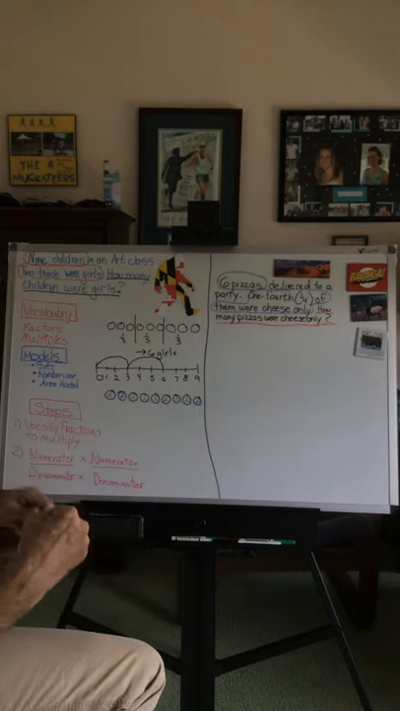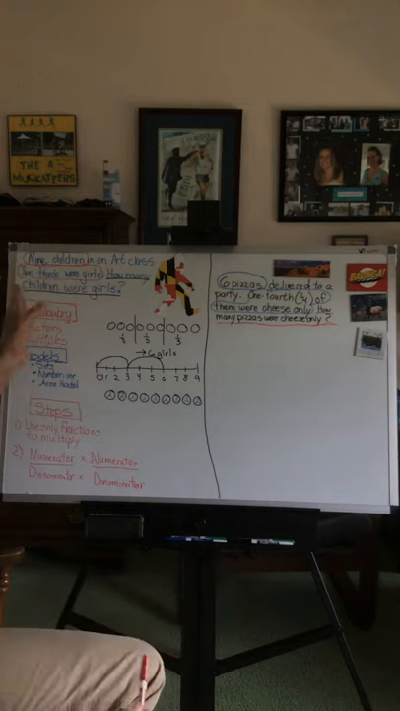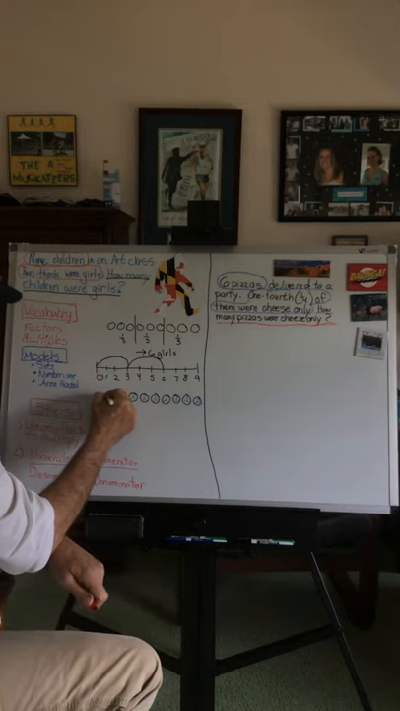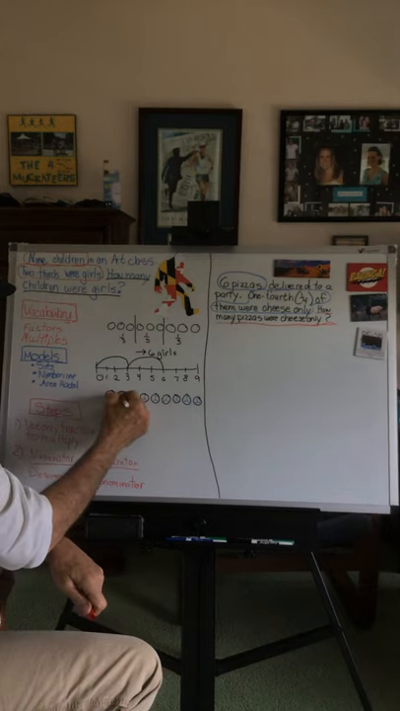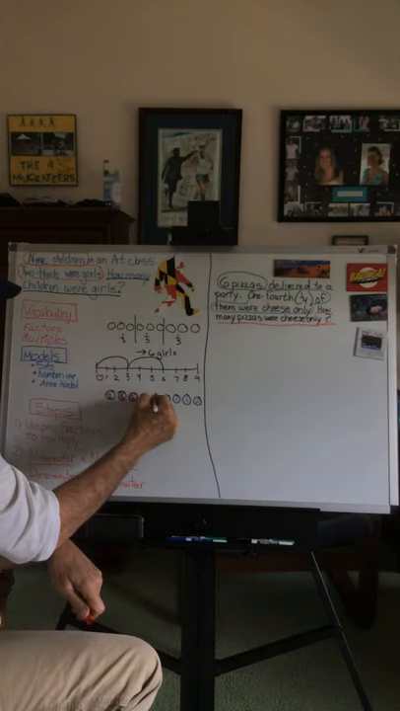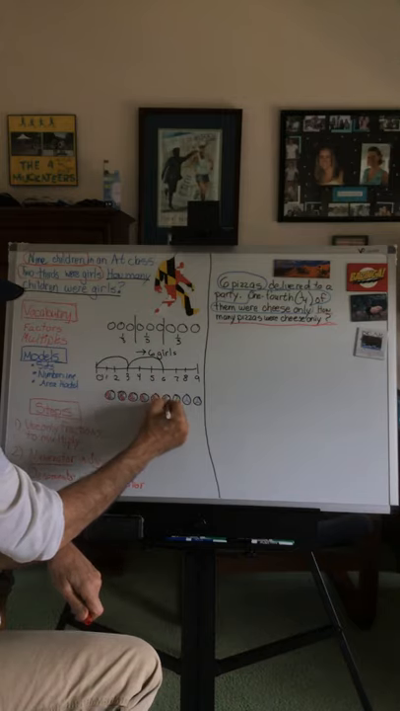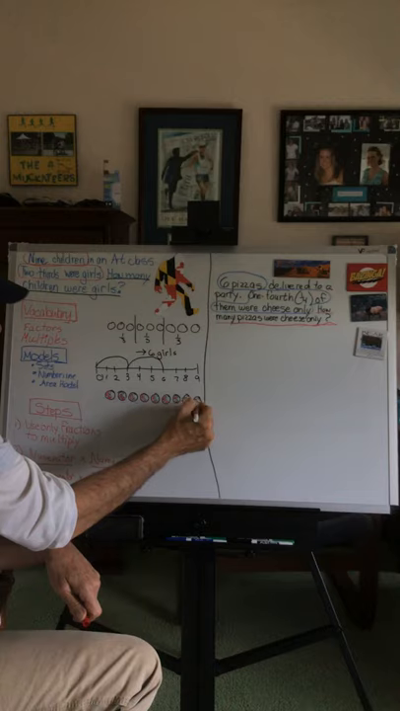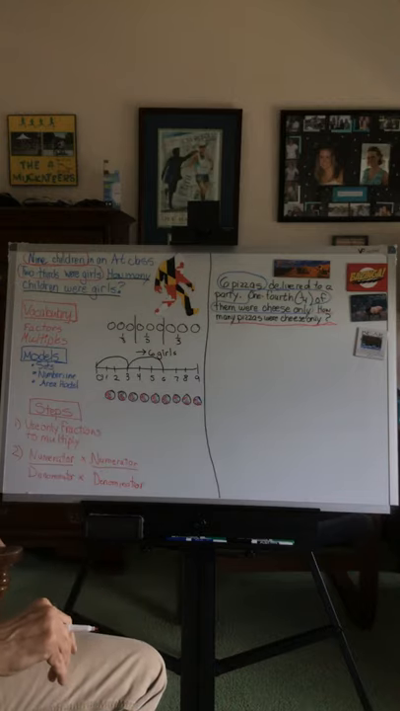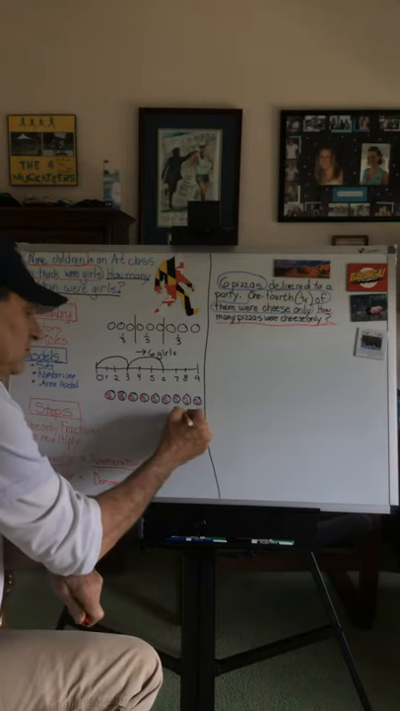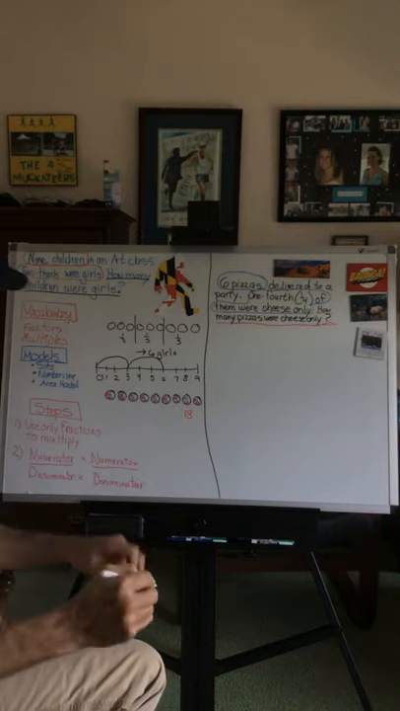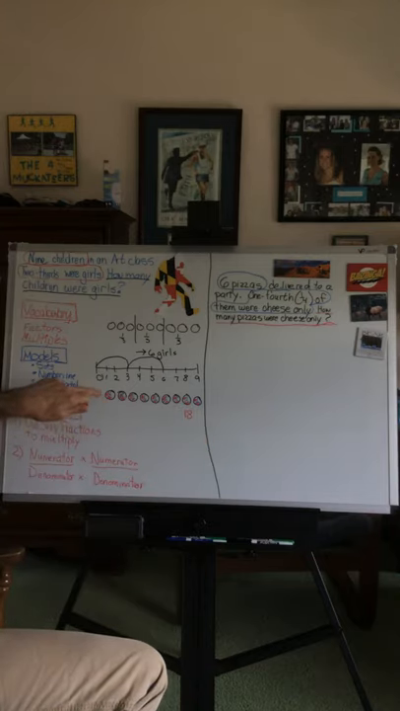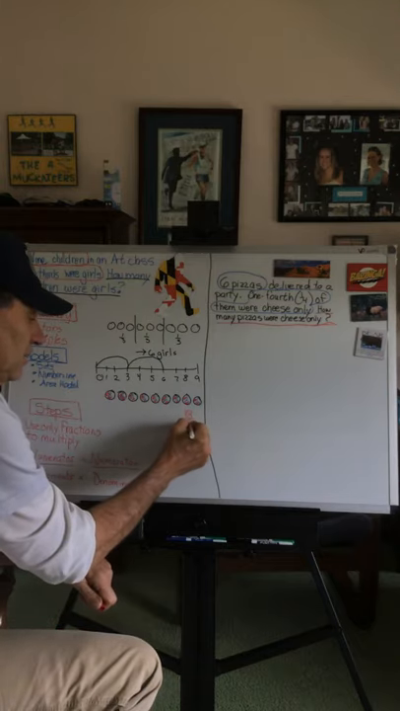Okay. And I want 2/3. I want 2 out of every 3. 1, 2, 3, 4, 5, 6, 7, 8, 9, 10, 11, 12, 13, 14, 15, 16, 17, 18. Wait a minute. How can there be 18 girls if there's only 9 children? Well, it's not 18 girls. It's 18 what? Well, each of these represents a third. So it's 18 thirds.